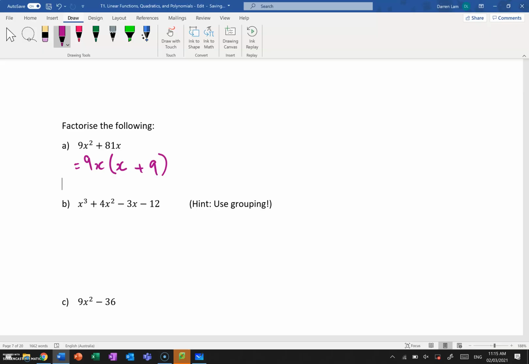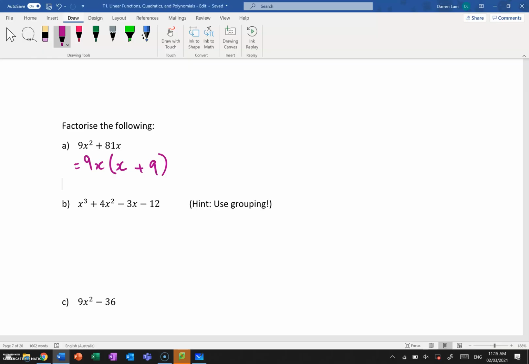This second one's a little bit interesting. This is what we call grouping of terms or grouping by terms. So x cubed plus 4x squared minus 3x minus 12. What do you notice is different between this equation right here and something we're more familiar with, the ones we've been working on before? Multiple terms, right? There's 4 terms now, and also it's to the power of 3. It's a third degree, right? We're used to working with first or second degree.